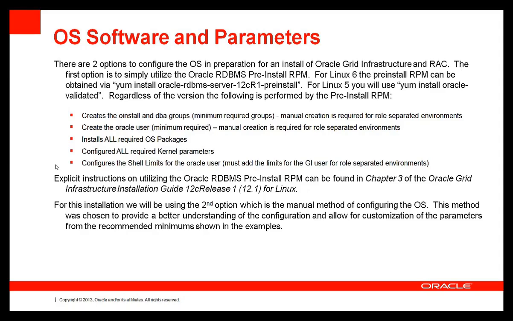For this installation, we're going to be using the second option, which is the manual method of configuring the operating system. This was basically chosen to provide you with a better understanding of the configuration necessary to install RAC. It also allows for customization of the parameters from the recommended minimums.